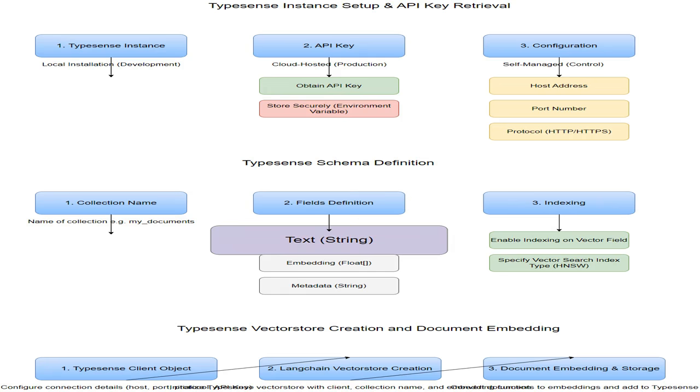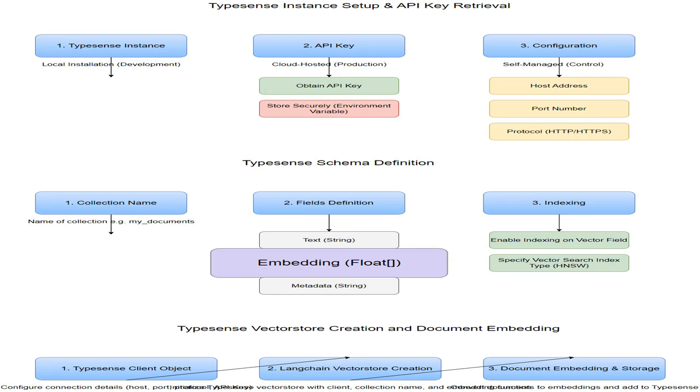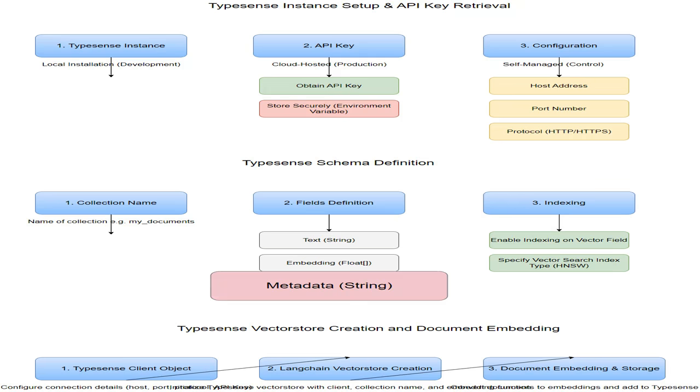So, here we're dealing with a field type designated for textual data. This is where you'll store the actual text content of your documents. This field will hold vector embeddings, represented as an array of floating point numbers. It's specifically for storing numerical representations of text or images. This is a string field designed to store additional information that's related to each document, such as the source URL.